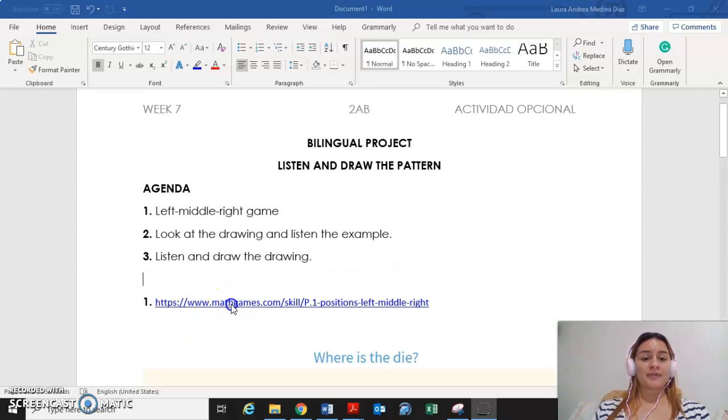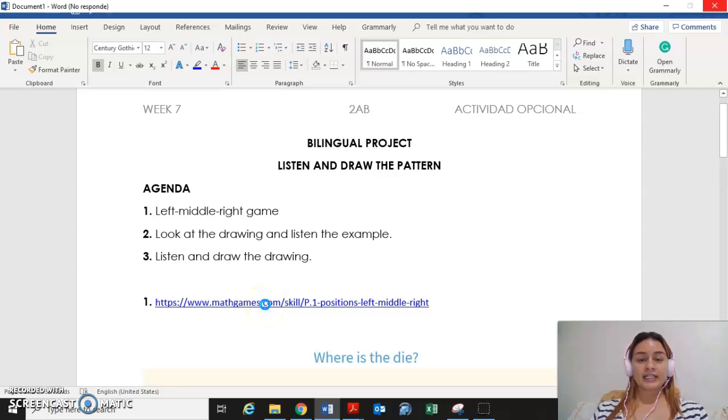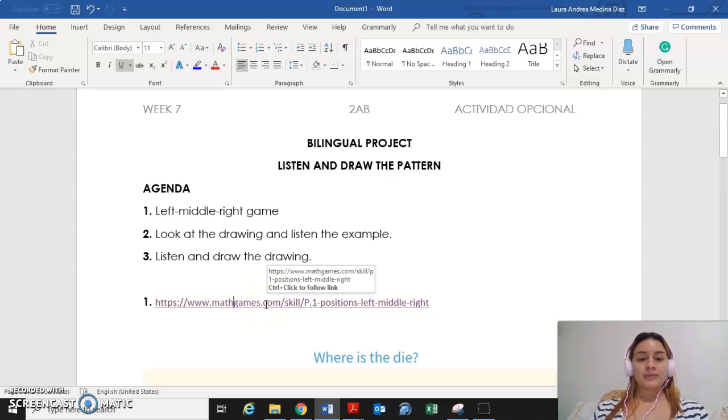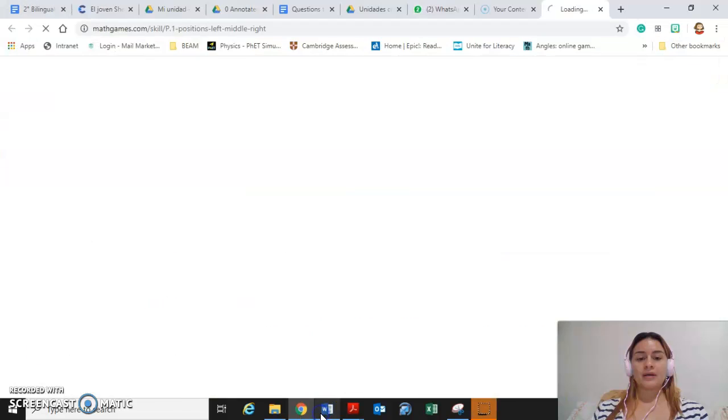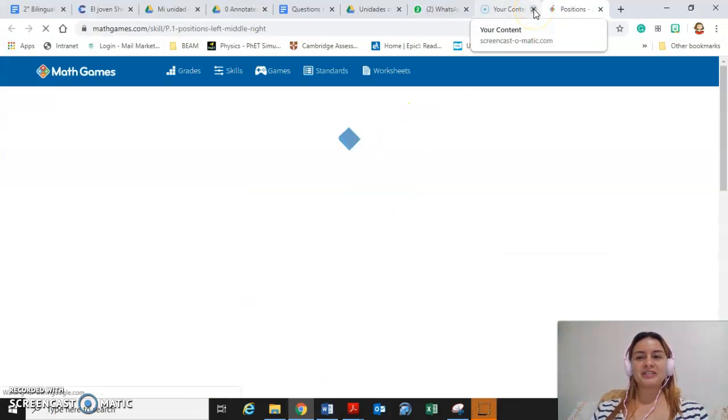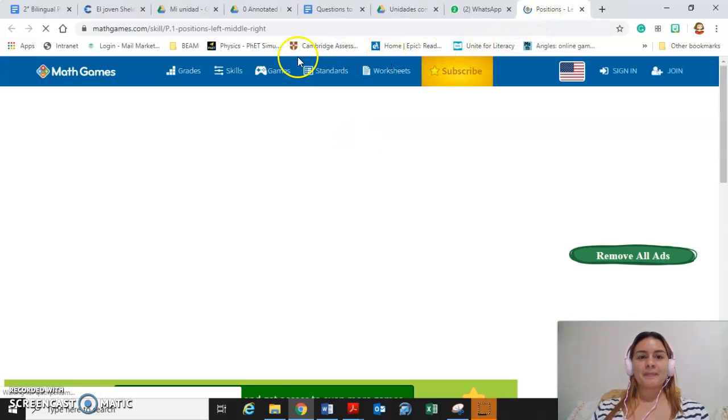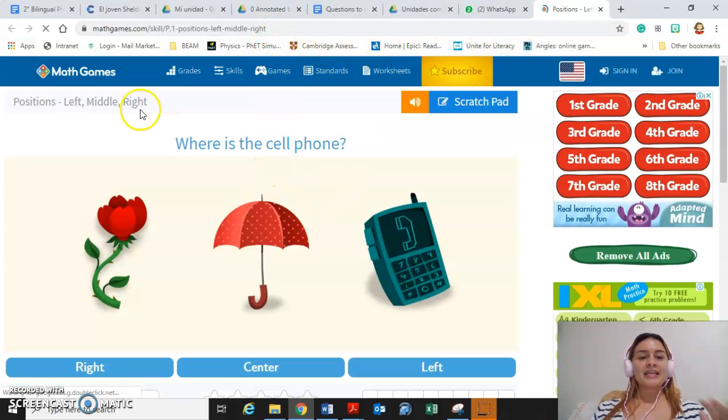So the first one, you enter the link. Remember to click Control and then click. It's a little bit slow, just be patient. And that link is going to show you this game.